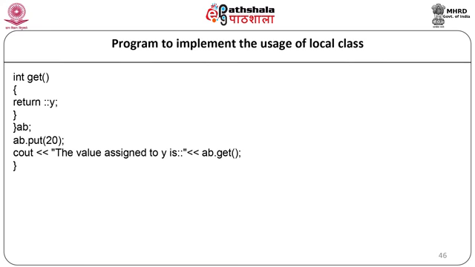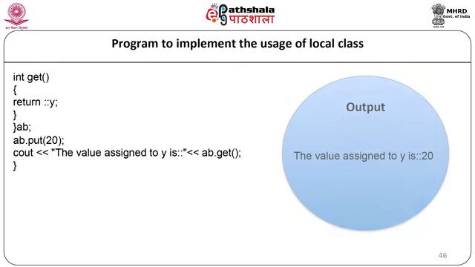Then we are going to display the message cout, the value assigned to y is colon, and here we are going to call the member function ab.get, and our function will end. Now, when the above code is compiled and executed, it will produce the output as the value assigned to y is 20. As you can see here, the local class, the complete class, is defined under the function void g, and inside this class we are accessing the global variable y. So, this is the thing that you have to notice here inside the local class.